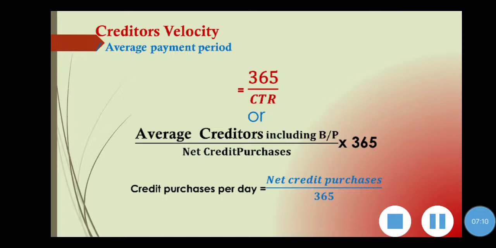So if the turnover ratio is high, the credit period velocity will be lower. Means the payment to the creditors is made early, and the firm is not taking full advantage of the credit period allowed by the creditors. Likewise, if the turnover ratio is lower, the credit period will be longer. After a long period of time you are paying your creditors, means the payments to the creditors are delayed.